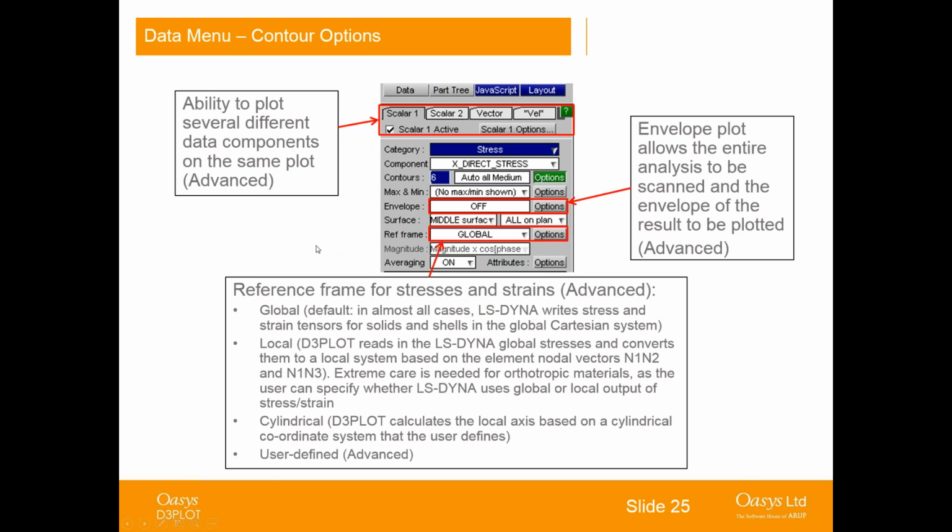Okay, and some of the more advanced options are that we can choose to display different data components on the same plot. So for example, for solid elements, we can choose to display the X direct stress. For beam elements, we can choose to display the axial stress. And for, let's say, something like the dummy or the airbag, we can choose to display the velocity. So we can choose to display all of these items on a single plot.